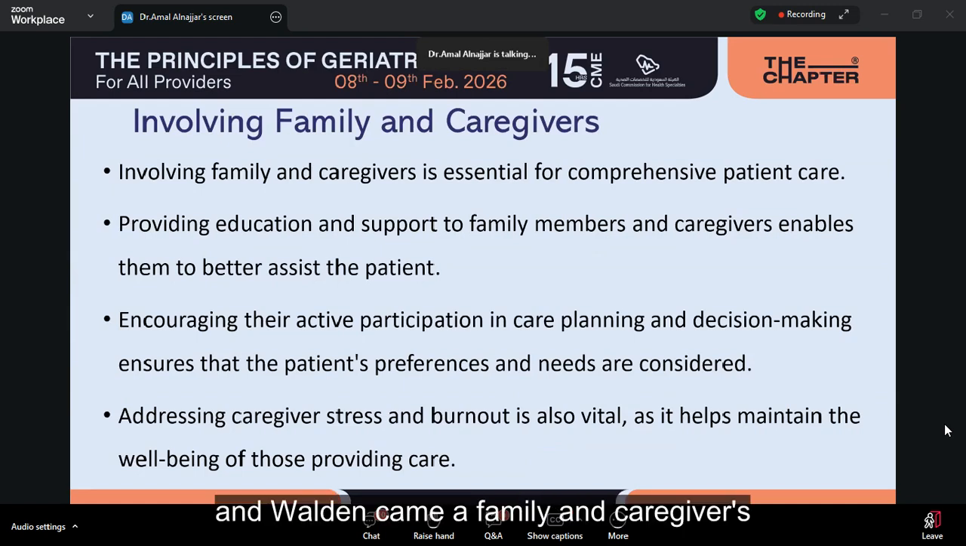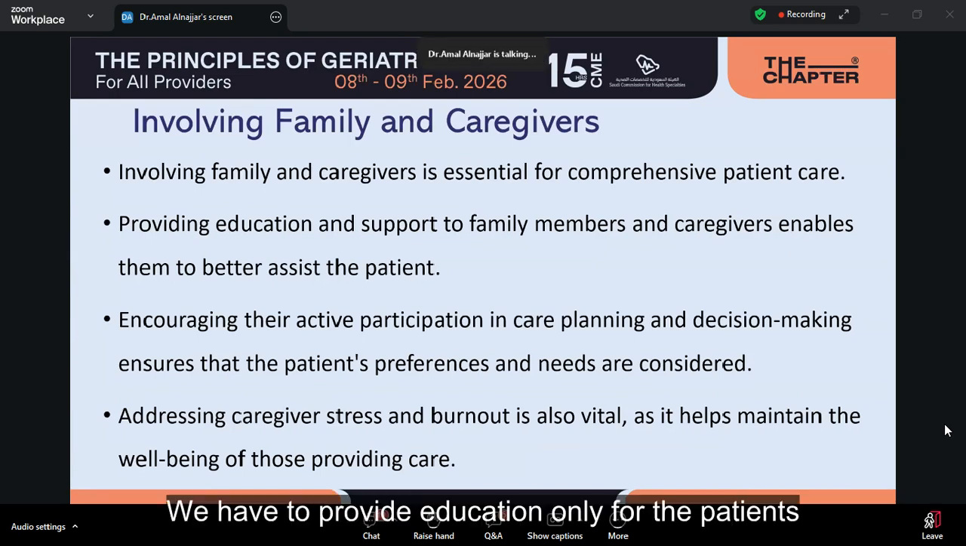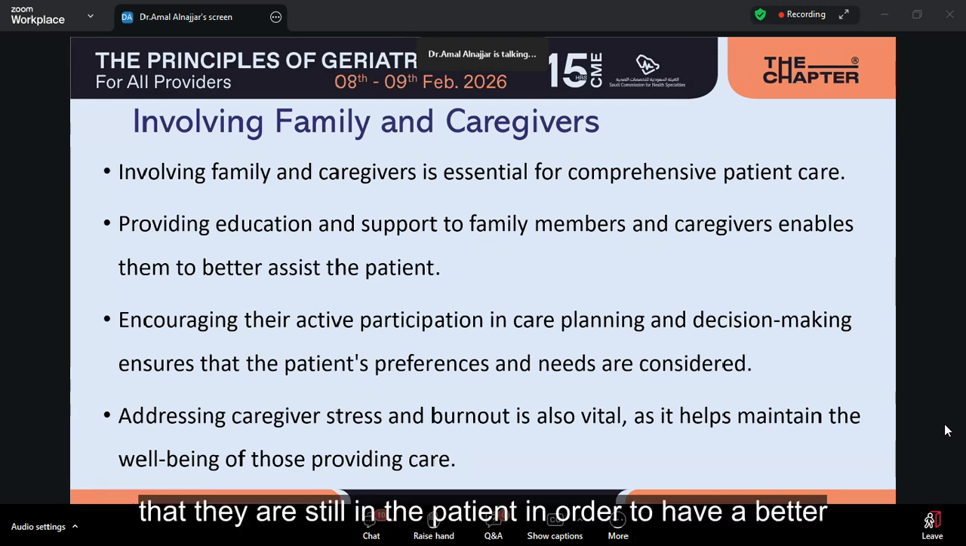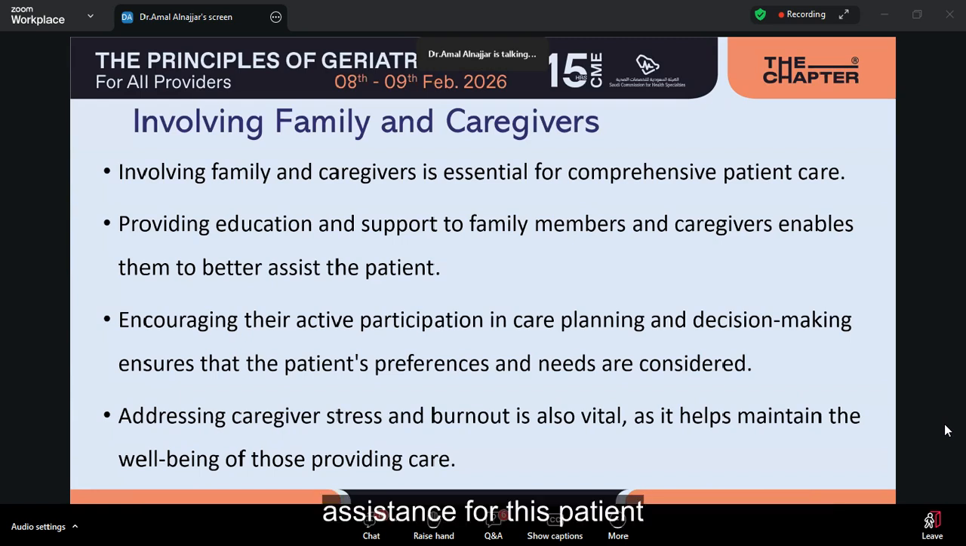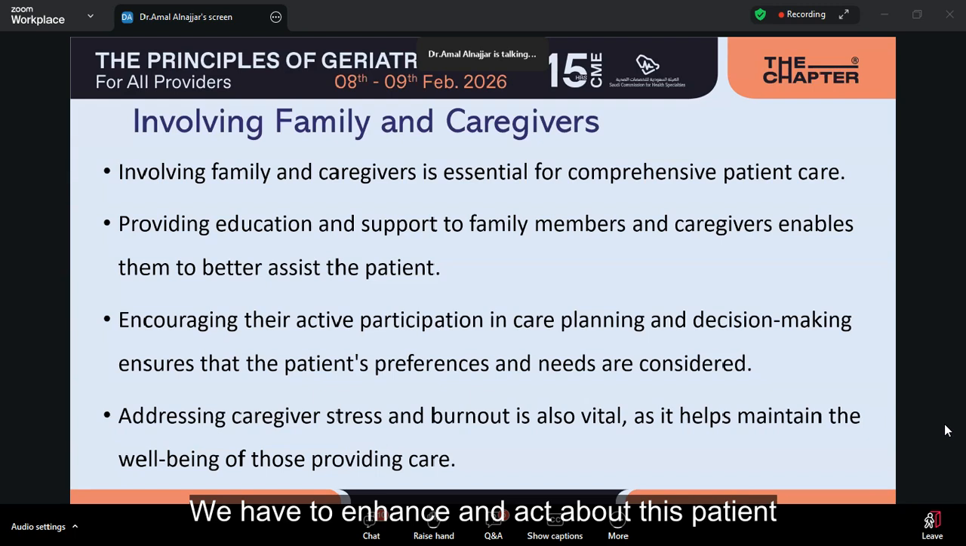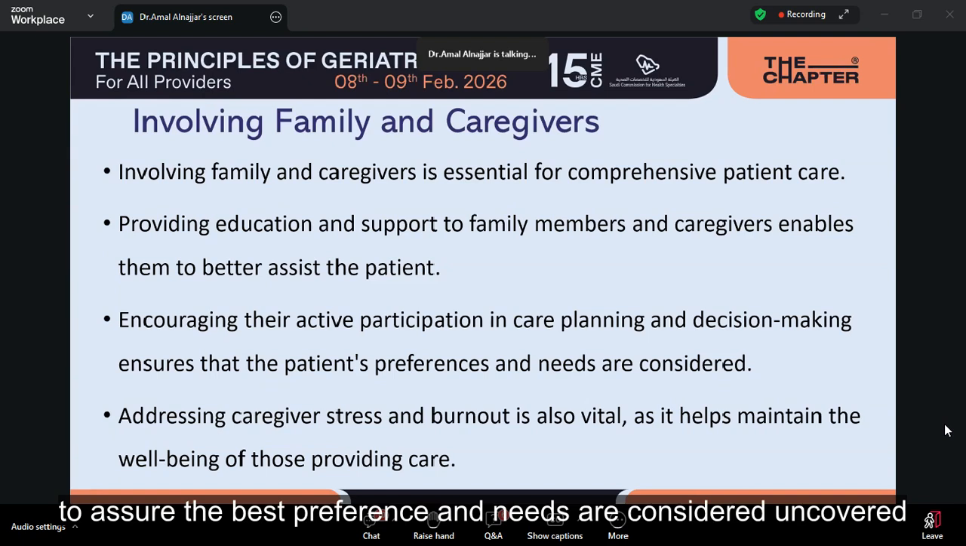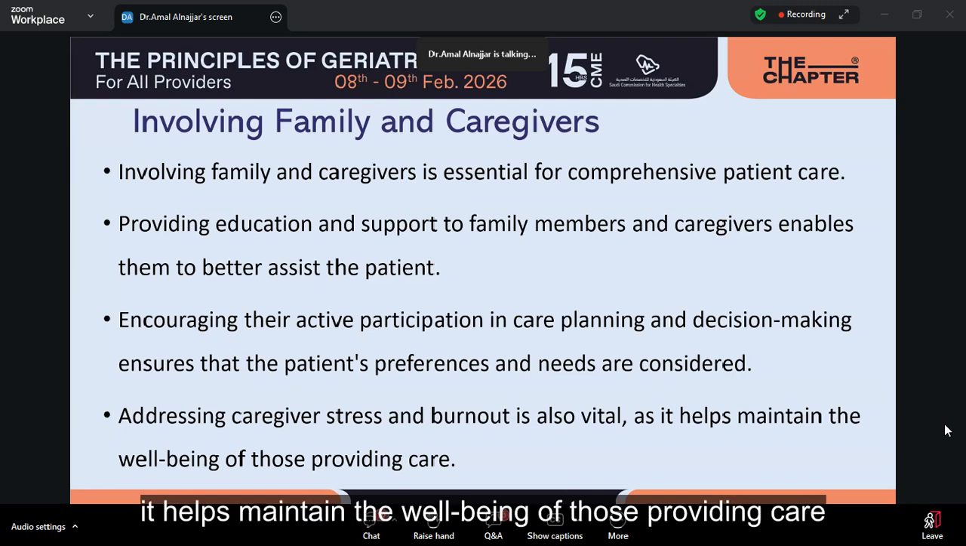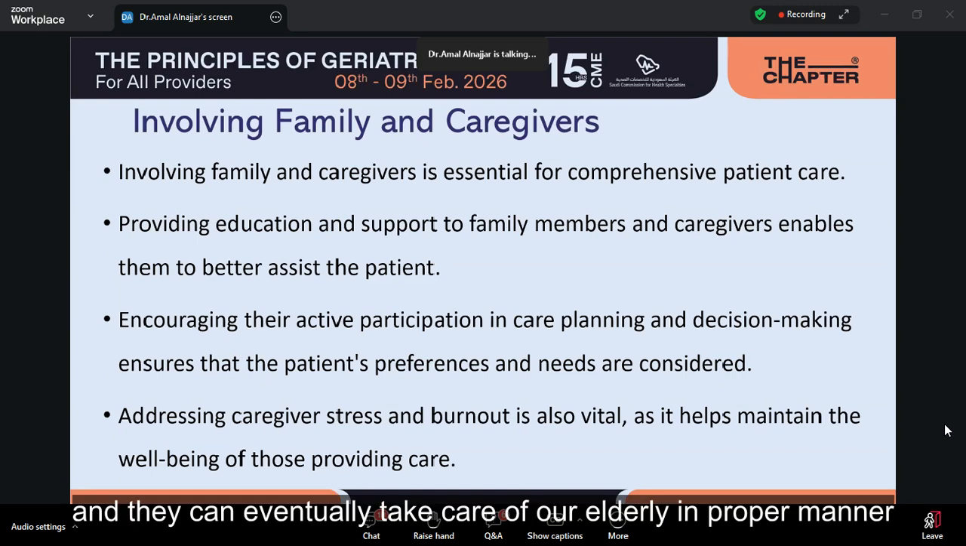Okay, involving family and caregivers is very essential for this comprehensive care. We have to provide education not only for the patient but also for the family or caregivers who are tending the patient, in order to have better assistance for this patient. We have to enhance active participation in care planning and decision making to ensure the patient's preferences and needs are considered and covered. Addressing caregiver stress and burnout is also very vital, as it helps maintain the well-being of those providing care, and they can eventually take care of our elderly in a proper manner.